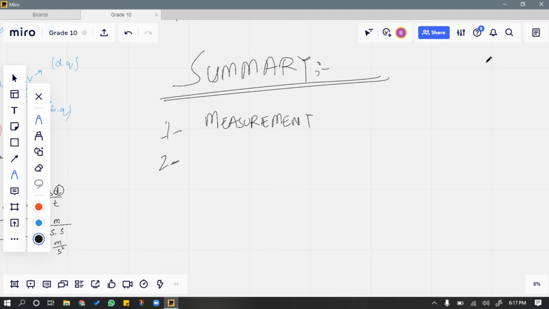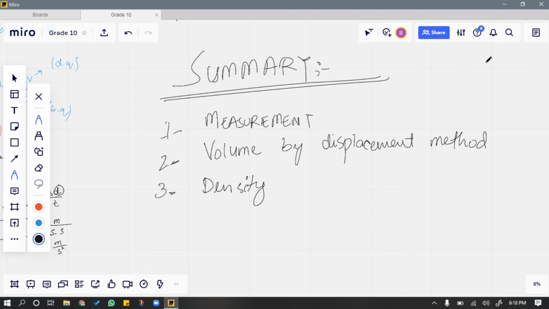Secondly, finding volume with the help of a displacement method. Volume by displacement method. This method is helping us whenever we don't have any exact instrument for measuring such things which are quite small sometimes, or such things which do not have a definite shape. So we are using the volume by displacement method. Thirdly, we discussed density. What is density? What is its formula? It has a formula and symbol: rho is equal to mass per unit volume.